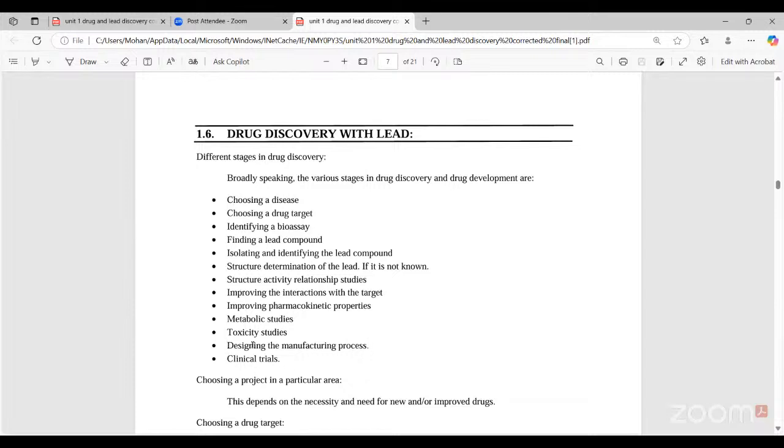Here the drug is applied on living organisms to check its mode of working. That is the clinical trials. In these clinical trials, we have several stages of clinical trials: clinical trial one, two, three, and so on.